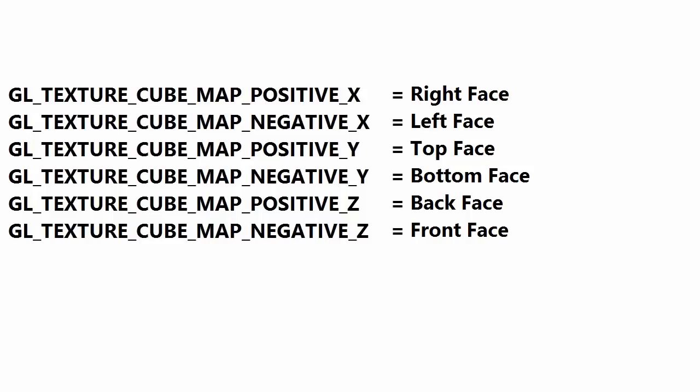Therefore we must remember that the string array of texture file names must be in the same order as these int constants. So the order in which we specify the texture file names has to be first the right face of the cube map, then the left face, then the top, then bottom, then back, and finally the front face.